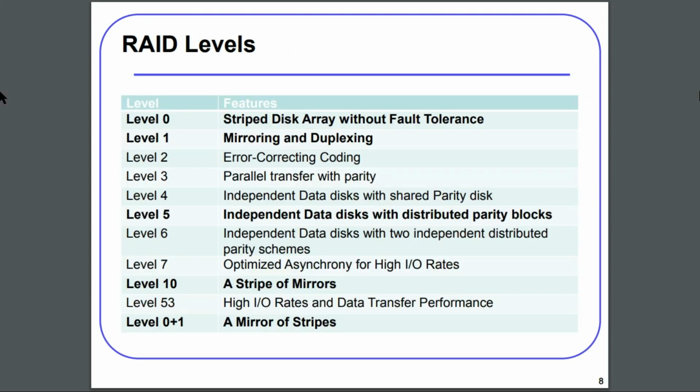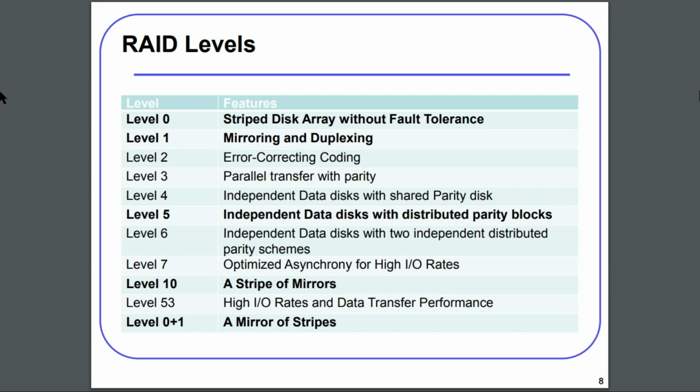So let's check the RAID levels in the slides. Level 0 is a striped disk array without fault tolerance. Level 1 is mirroring and duplexing. Level 2 is error correcting coding. RAID level 3 is parallel transfer with parity. RAID level 4 is independent data disks with shared parity disk. RAID level 5 is independent data disks with distributed parity blocks.